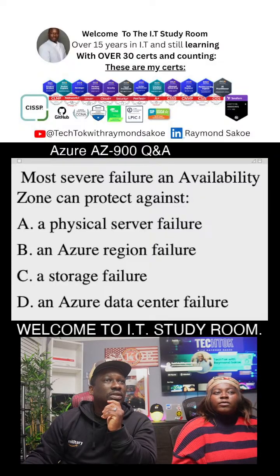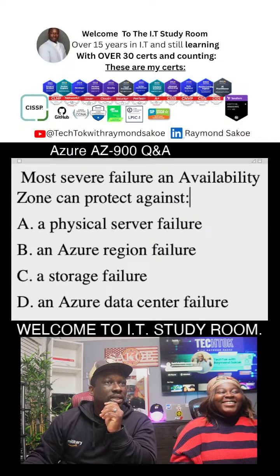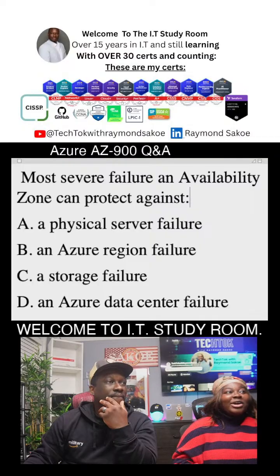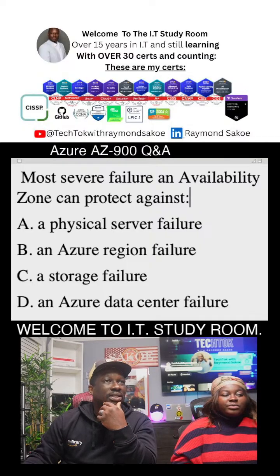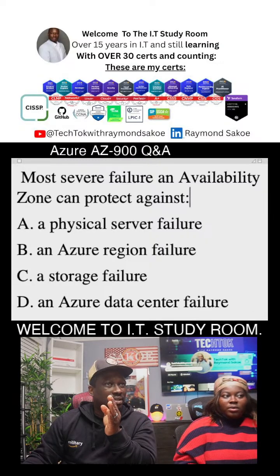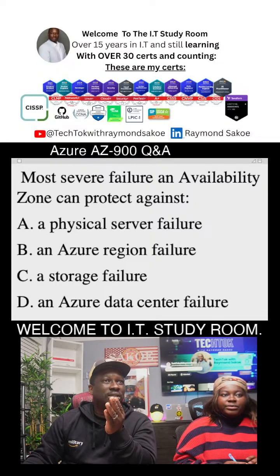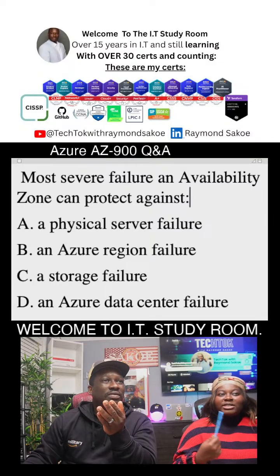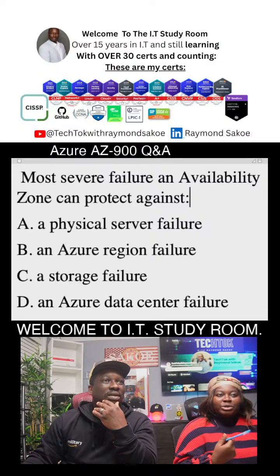Most severe failure an availability zone can protect you against. All right. So yeah, the answer would be D, right? An Azure data center failure. So it's D. The most severe failure an availability zone can protect against is data center failure. The verbiage is off.